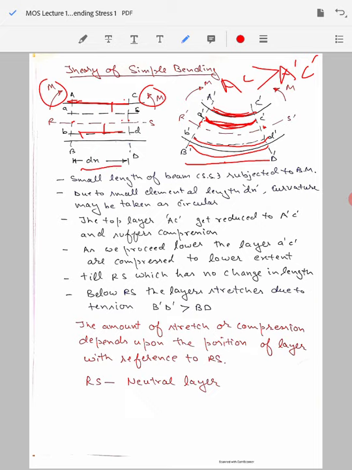So what we see here is that below the neutral surface, the neutral fiber, there is an increase in the length of the fibers, and it is happening because there is a tensile force acting on this beam. While above the neutral fiber, there is a decrease in the length of the fiber, and it is happening because of the compressive forces induced by the applied bending moment. The amount of stretch or compression in a fiber depends upon the position of the layer with reference to the neutral fiber, or neutral layer RS.